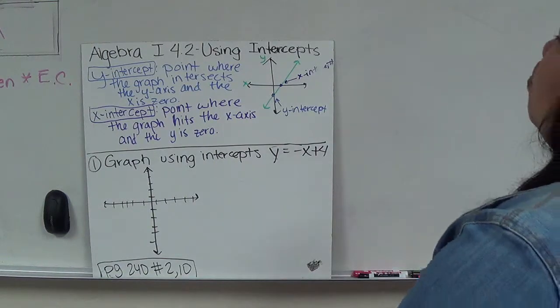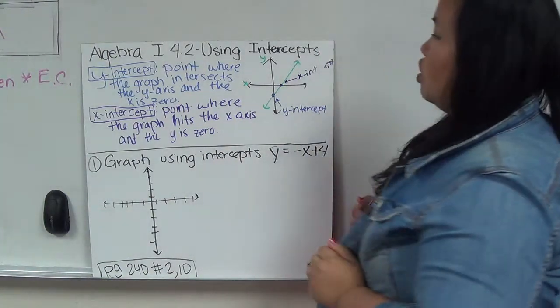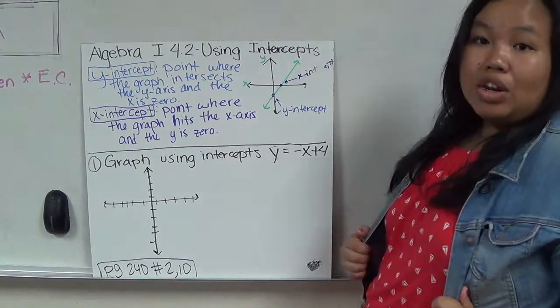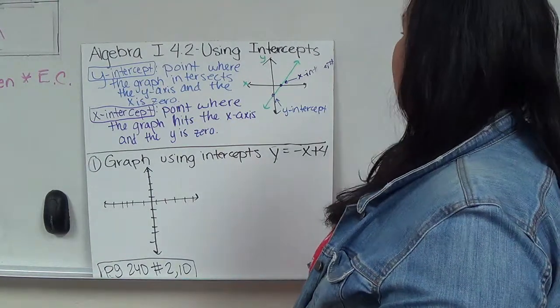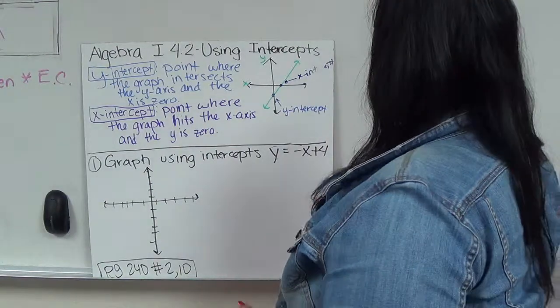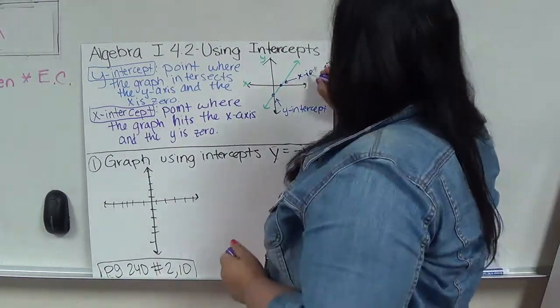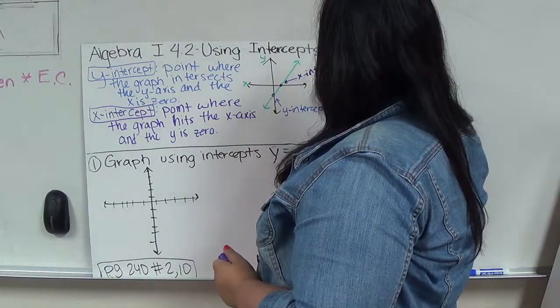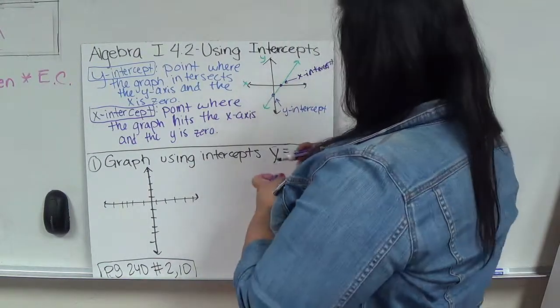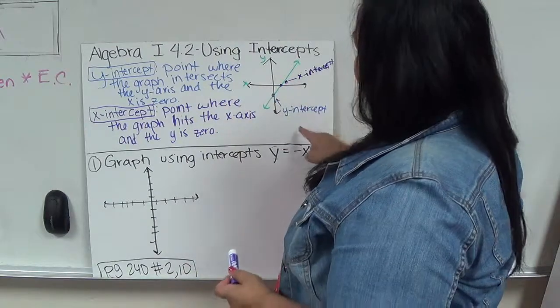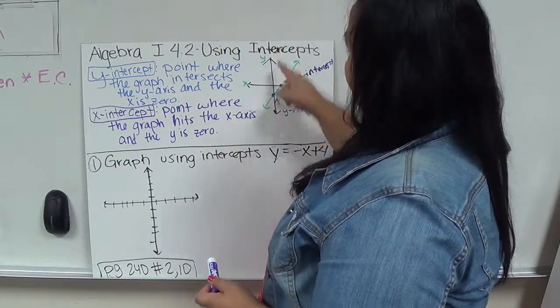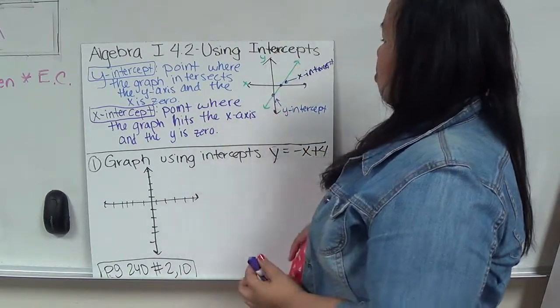Algebra 1, Section 4.2, we're talking about using intercepts. So basically an intercept is where the line crosses the axis. So here is my x-intercept. Okay, it's where this line crosses my x. And this is my y-intercept, it's where the line crosses the y.